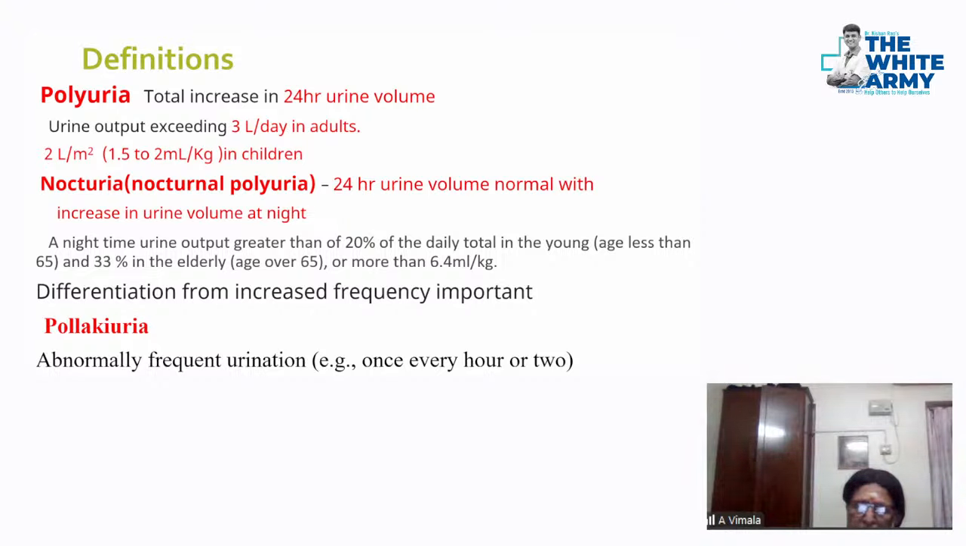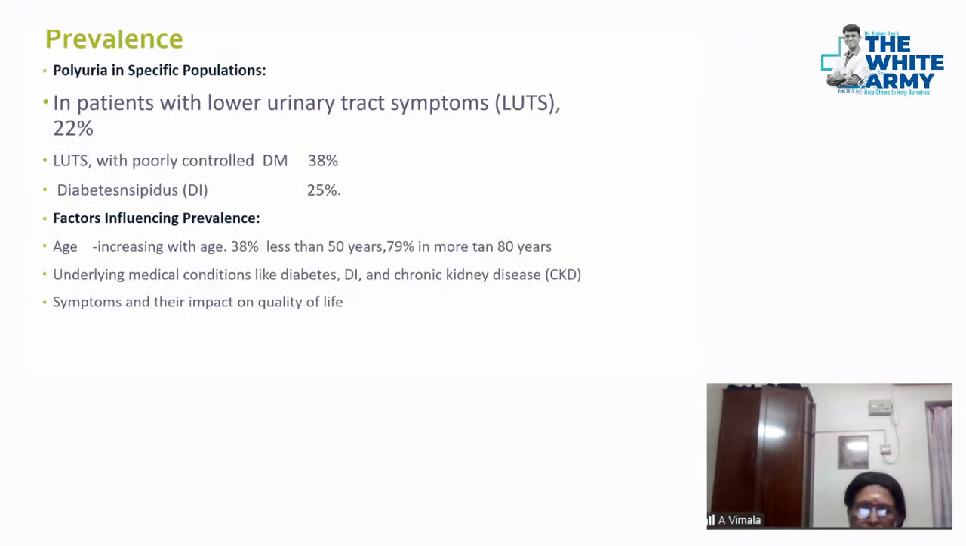But there's always confusion between polyuria and increased frequency. When you ask the patients, do you have increased volume of urine at night, they usually say yes. But it is usually the frequency that they mean and not the volume. So differentiation from increased frequency is important, which is scientifically termed as pollakiuria. This differentiation is important because the approach to the problem is also different. Increased frequency is abnormally frequent urination, once every hour or two, but the volume passed will be low. So these are the few definitions we have to keep in mind.